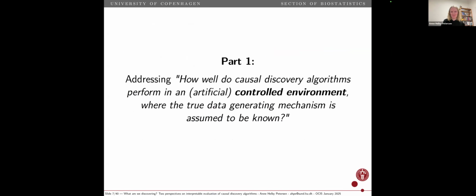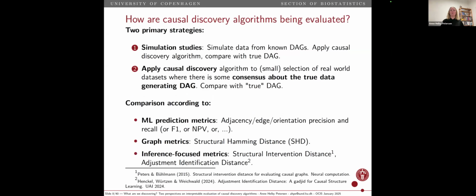So starting with part one, what happens in the controlled environments in our lab setting? Well, in order to discuss that, I'll just briefly introduce how we actually do go about evaluating causal discovery algorithms. The most common strategy is to do a simulation study where you simulate some data from a known DAG. You simulate a DAG, you draw some data from it. Maybe it's linear, maybe it's Gaussian. And then you apply your causal discovery algorithm and you compare the truth with what you estimated.